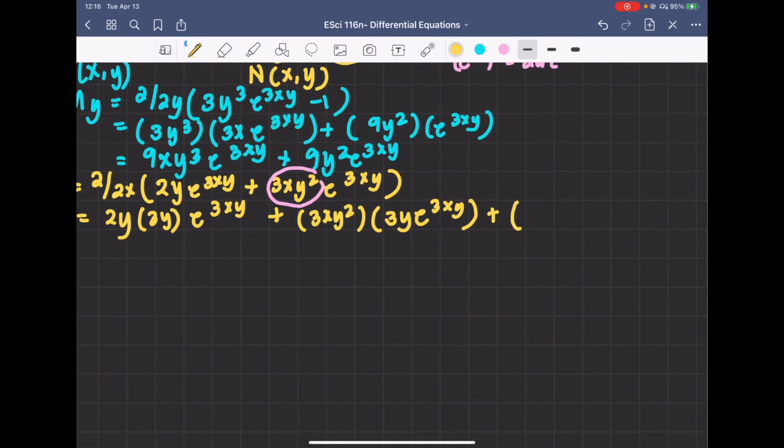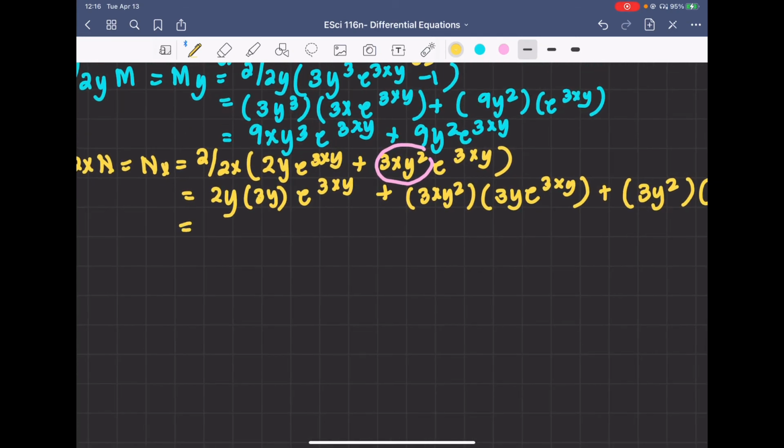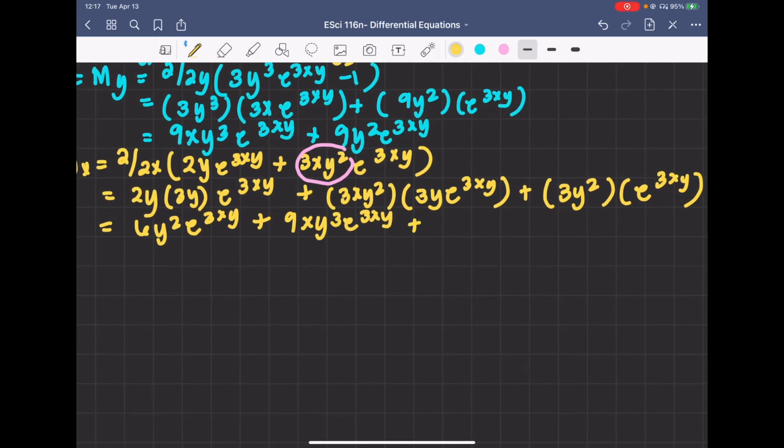That's plus 3y squared times e raised to the power of 3xy. So simplifying all of this, 2y times 3y, that's 6y squared times e raised to the power of 3xy plus 9xy cubed times e raised to the power of 3xy plus 3y squared times e raised to the power of 3xy.